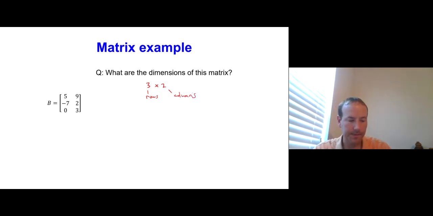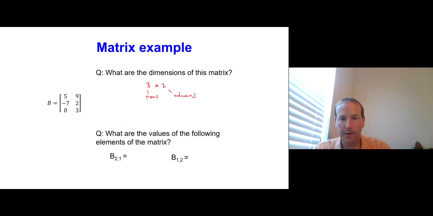This is the columns. And what are the values of the following elements of the matrix? So what is the 2, 1 value? And what is the 1, 2 value? Think about that for yourself for a second. Okay, so this one is -7 because it's the second row, first column. And B12 is the first row, second column. So that's 9.